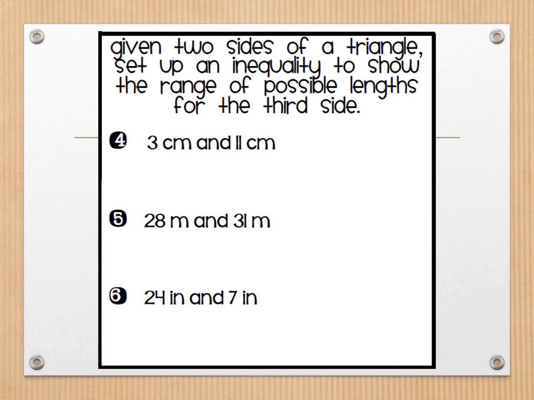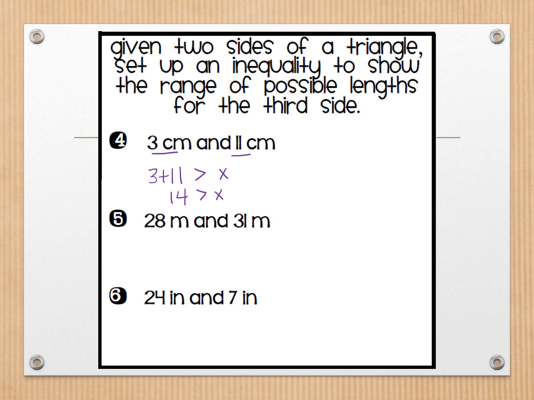So, given two sides of a triangle, we need to set up an inequality to show the range of possible lengths for the third side. So, if I were to take 3 and 11, what are the possible lengths that I could have for the third side? So again, remember, in order to make a triangle, the two smaller sides would have to be bigger than the third. So if these are my two smallest, I could add 3 plus 11, and that would have to be greater than this unknown in the middle, right? So 3 plus 11 is 14. It has to be greater than that unknown x.